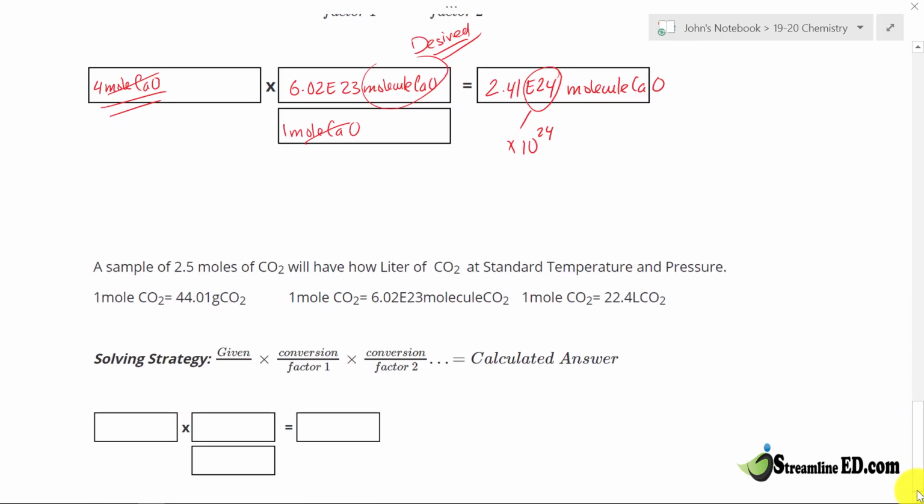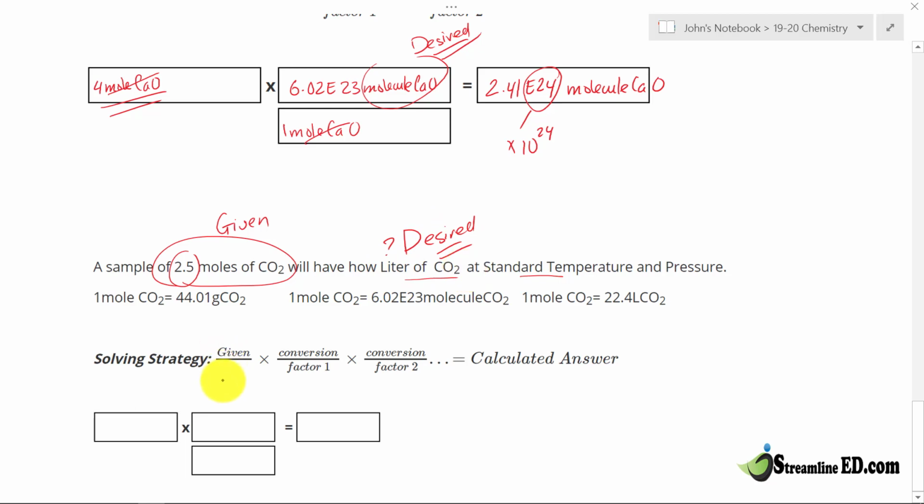Now let's try the last problem. In this case, we have a sample of 2.5 moles of carbon dioxide. We'll have how many liters of carbon dioxide at standard temperature and pressure? Well, again, what is our given? Our given is right here. And how do we know? It has a number right there. And we are looking for how many liters. That's the simplest thing we can do, our given and our desired unit. We are looking for liters of carbon dioxide.